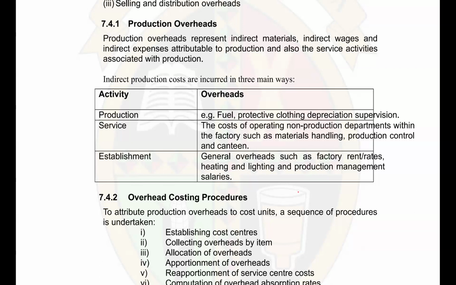But for the service related, we can pick maybe an example of the cost of operating a non-production department that is, of course, within the factory, such as maybe the material handling of the materials, production control, the canteen services. Okay, right. So let me just give you an example.